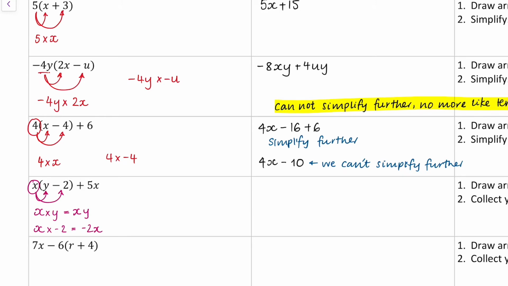So I'm going to write x times y is xy. Then the next part, so x times negative 2 was minus 2x, and then plus 5x. Now taking a look at this expression here, we can see that negative 2x and plus 5x, or positive 5x, are like terms.